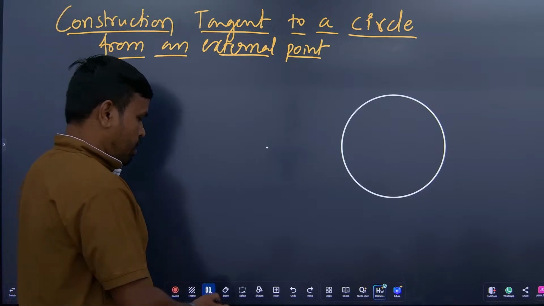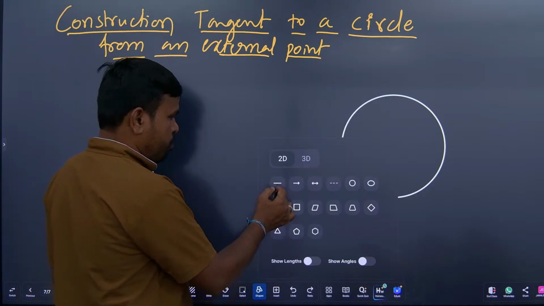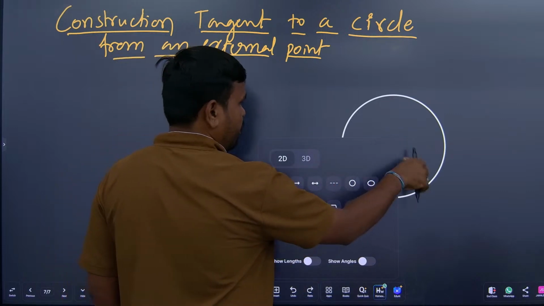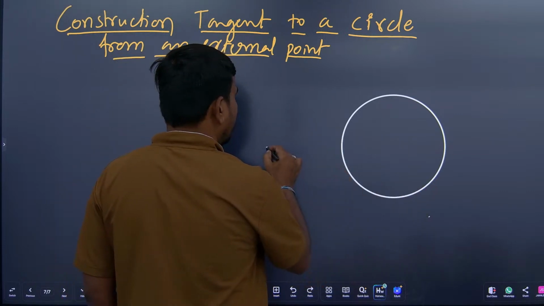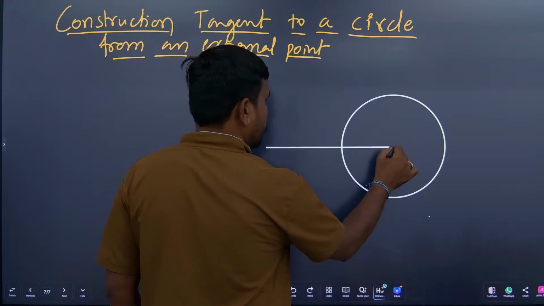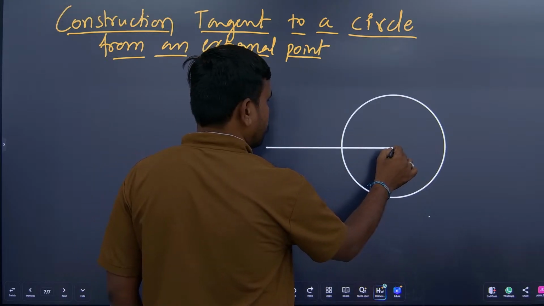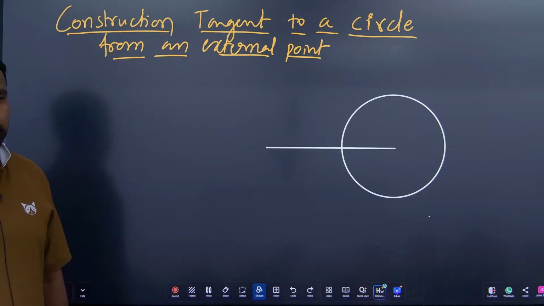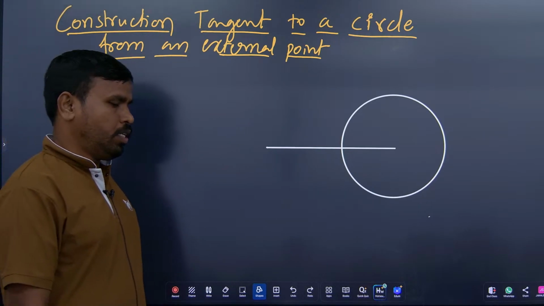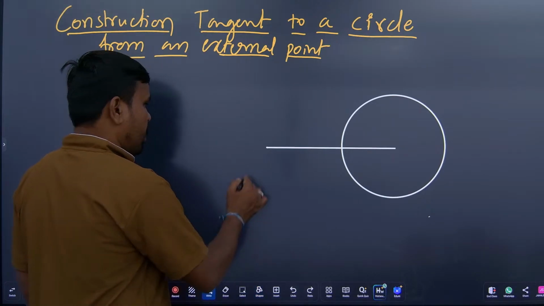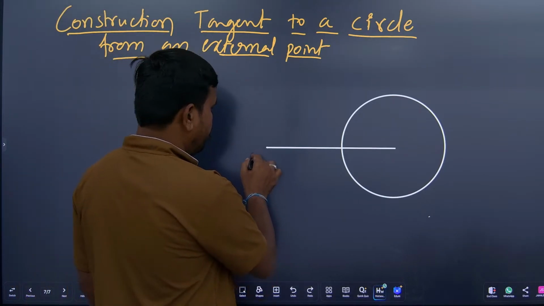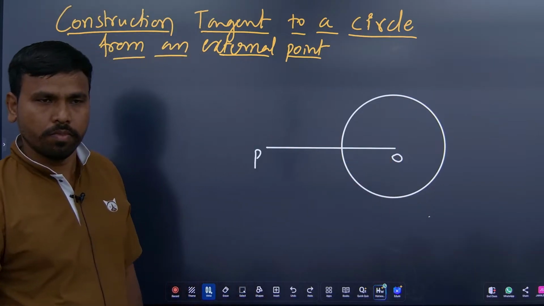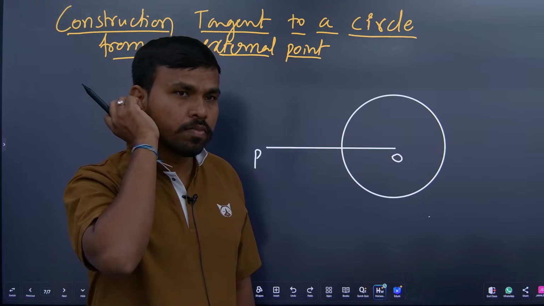Okay. Now join the external point with the center. Let the external point be P. The center is O. Drawn.